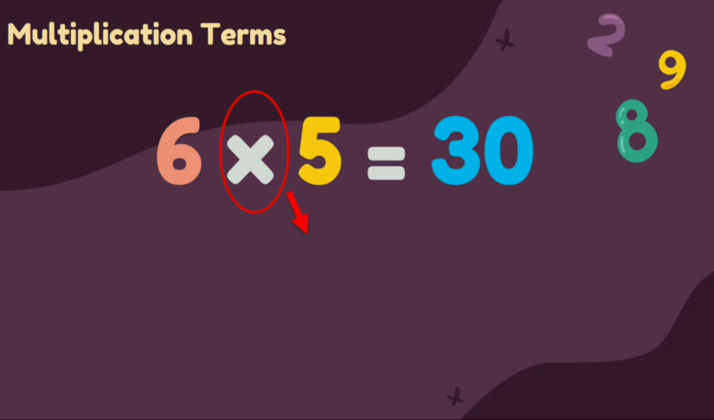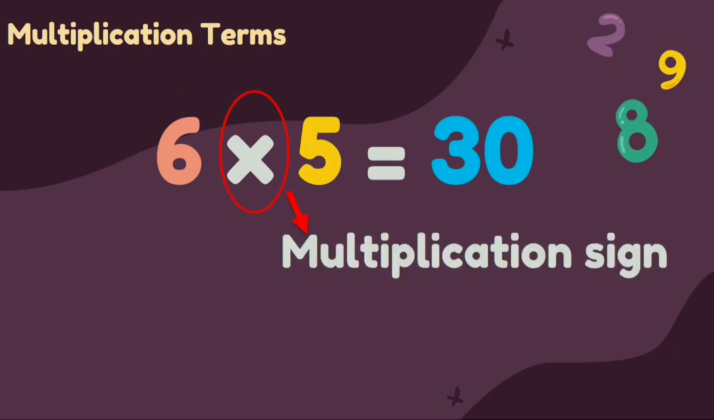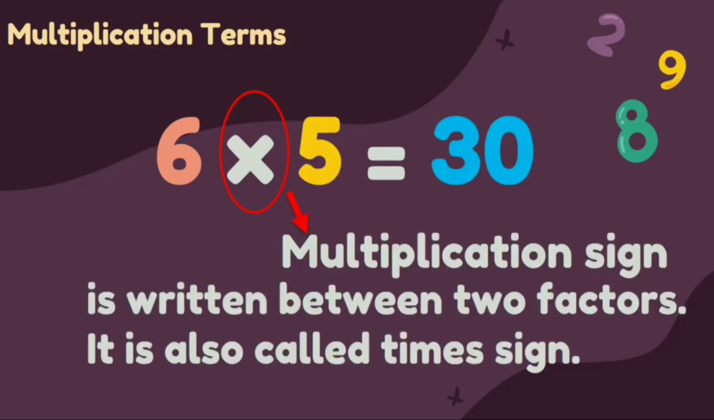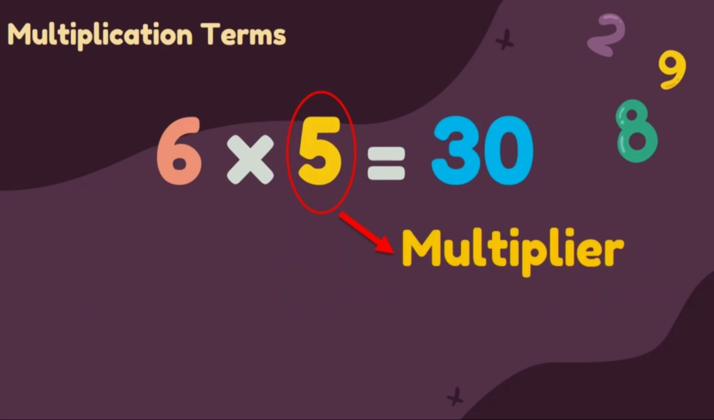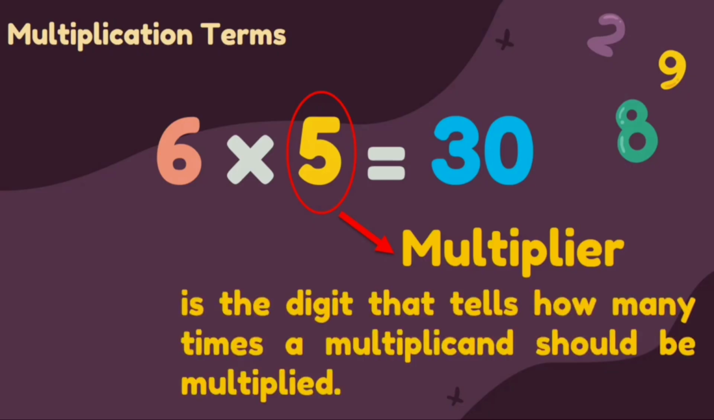This sign is called multiplication sign. It is written between two factors. It is also called times sign, multiplication sign, or times sign. Next, we have 5. 5 is our multiplier. Multiplier is the digit that tells how many times a multiplicand should be multiplied.